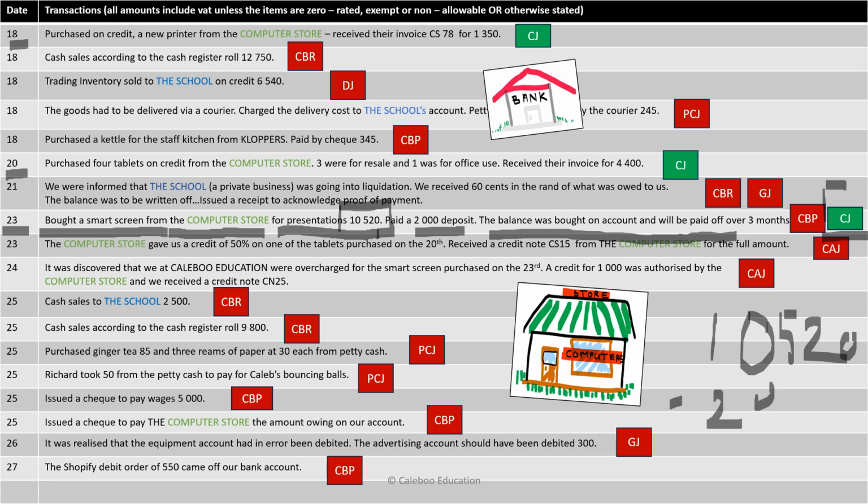2,000 was paid as a deposit, and that means the balance of 8,520, that amount is on account. If you watch the video on the cash book payments, the 2,000 has already been recorded because that payment was made. The balance now is going to be on account, so that needs to go into the creditors journal. So we're going to look at that transaction as well.